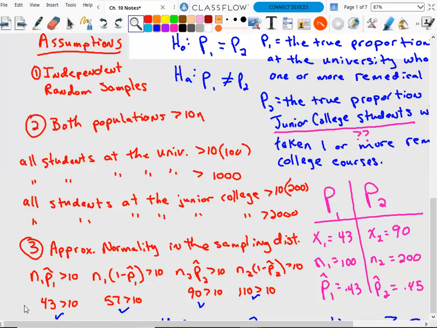But again, our assumptions: I have to include the word independent. You will not get full credit if you didn't do that. Two, I got to talk about both populations being more than 10N. All students at the university, more than 10N. All students at the JC, more than 10N.